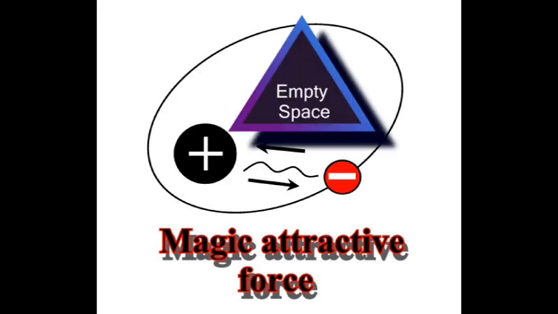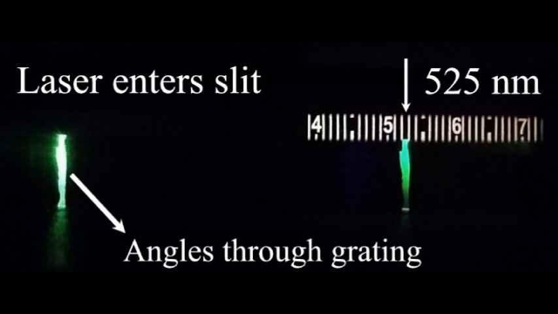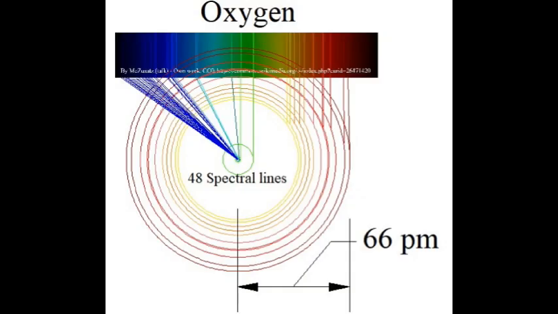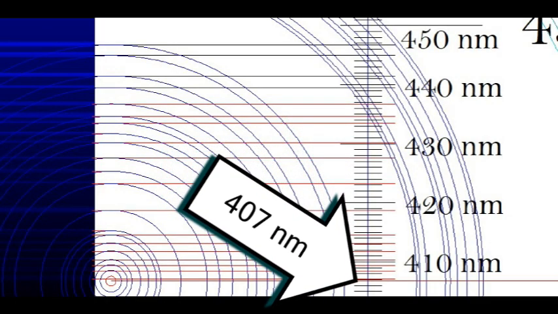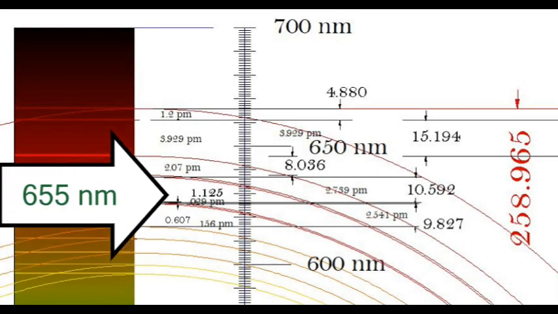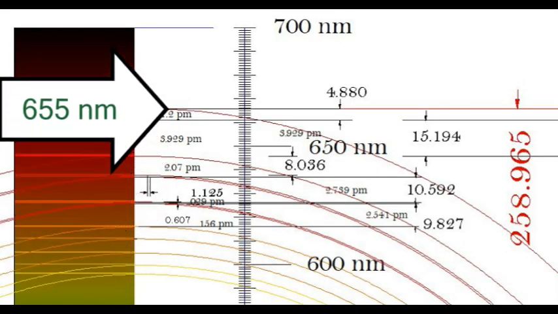Looking at a green laser through a handheld spectroscope produces a prominent line at 525 nanometers. Of notice for later is that it produces a clean single line coming off of the diffraction grating. In this graphic, oxygen is broken down by the wavelength, measuring 66 picometers in radius. The smallest wavelength produced is 407 nanometers. The longest wavelength produced is 655 nanometers.